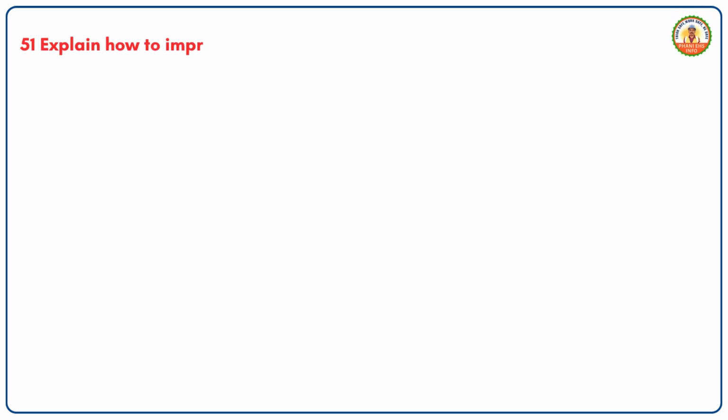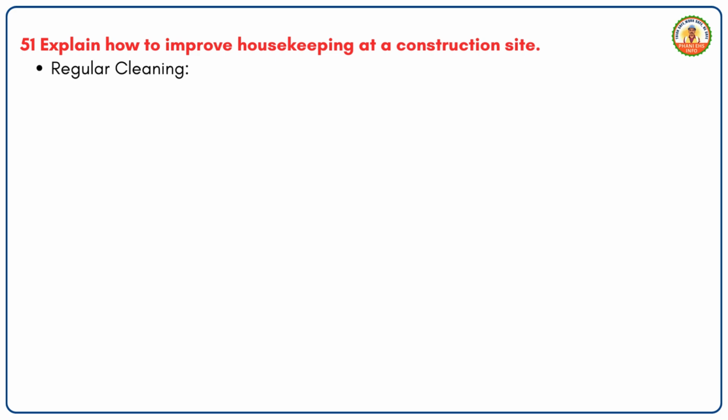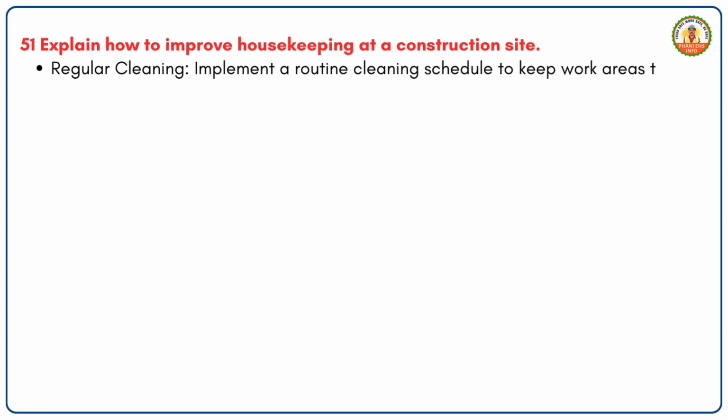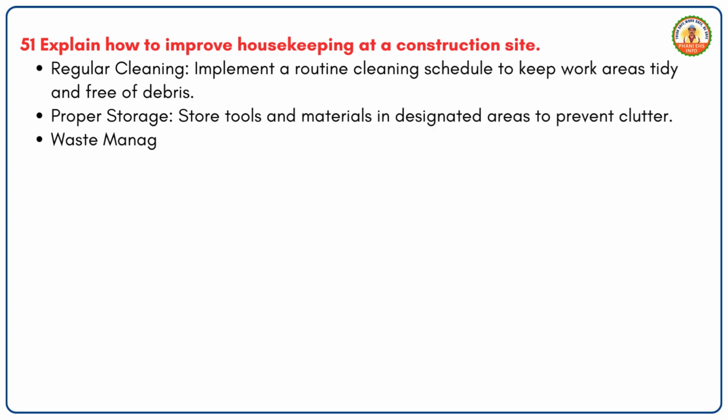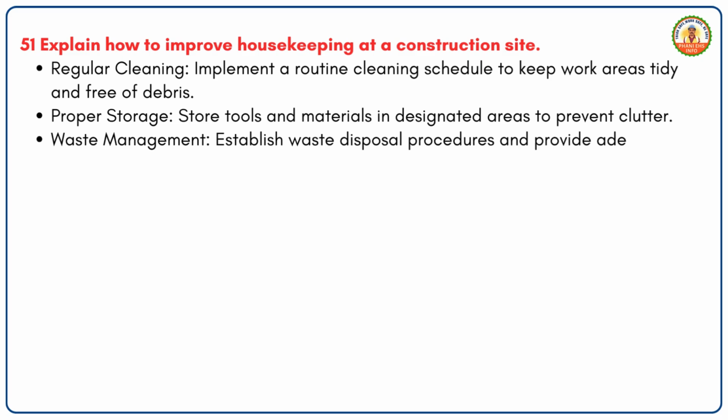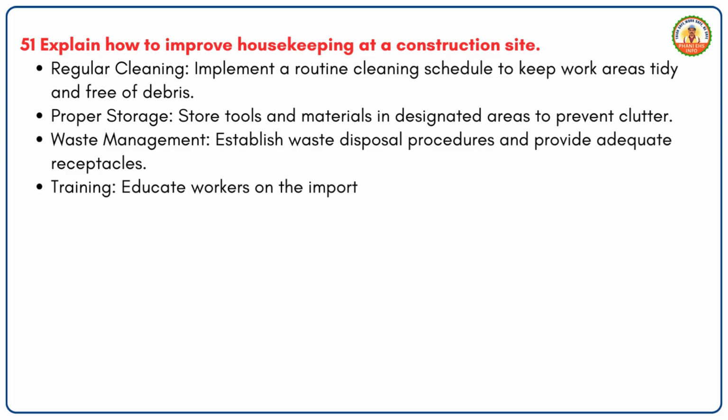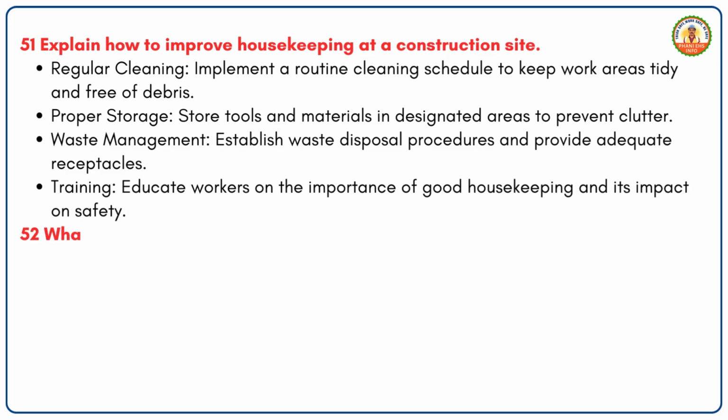51. Explain how to improve housekeeping at a construction site. Regular cleaning. Implement a routine cleaning schedule to keep work areas tidy and free of debris. Proper storage. Store tools and materials in designated areas to prevent clutter. Waste management. Establish waste disposal procedures and provide adequate receptacles. Training. Educate workers on the importance of good housekeeping and its impact on safety.